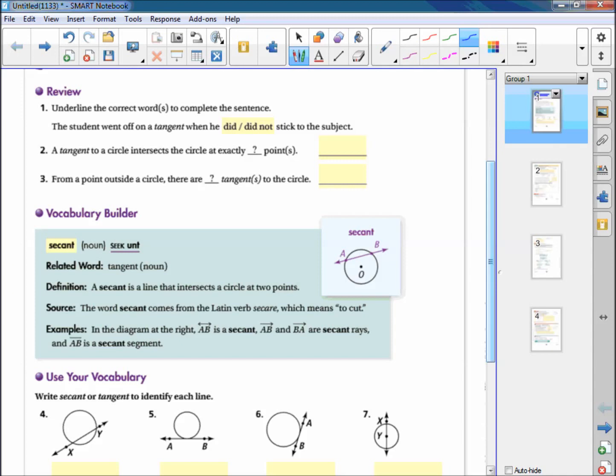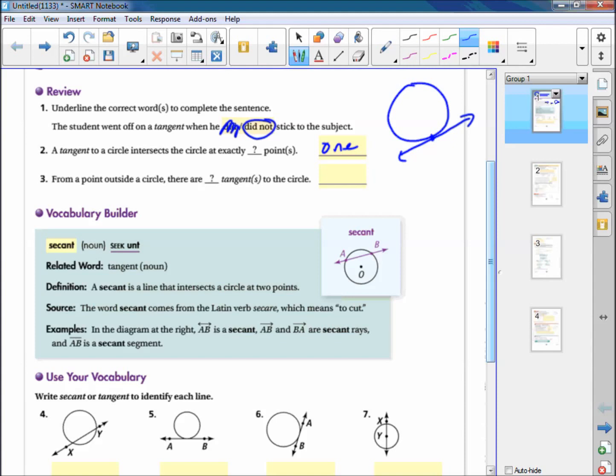So the student went off on a tangent, that just means you get off topic, when he did not stick to the subject. Okay, a tangent to a circle intersects the circle at exactly 1 point. So that's this picture. There's our circle, and here's a tangent line, and it intersects at 1 point, the point of tangency.